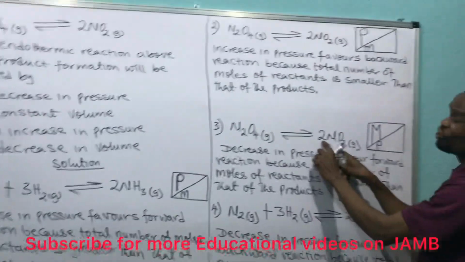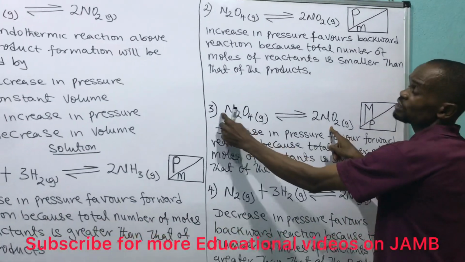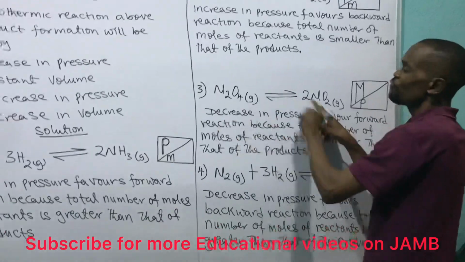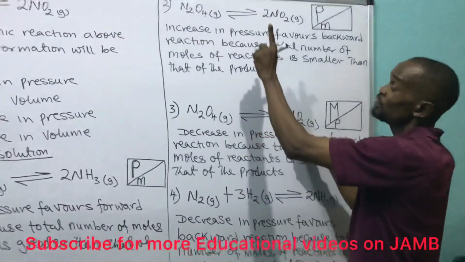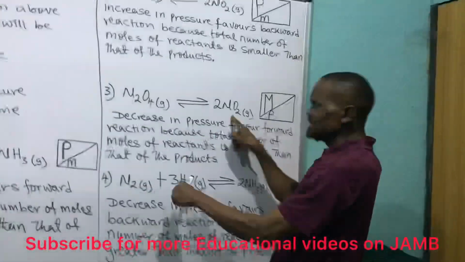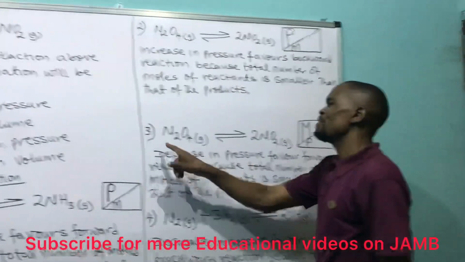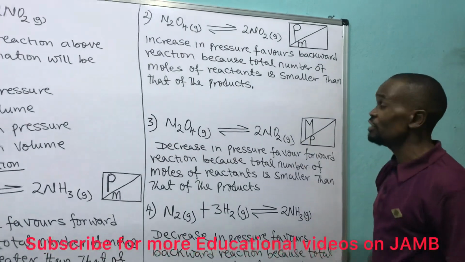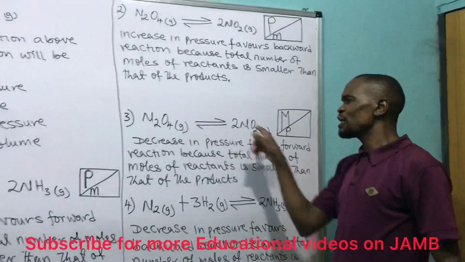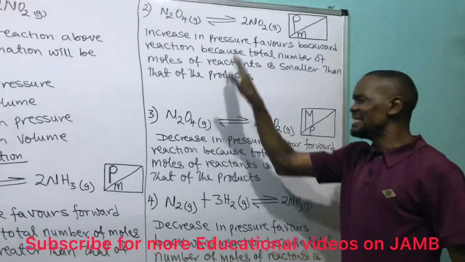Because the total number of moles here is higher, while this one is smaller, it will only favor the backward reaction if I increase the pressure. But if I decrease the pressure, what will happen? It will now favor the forward reaction. So the forward reaction will be favored when I decrease the pressure here.